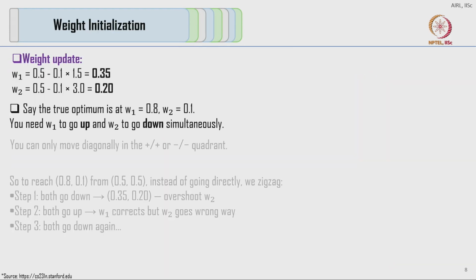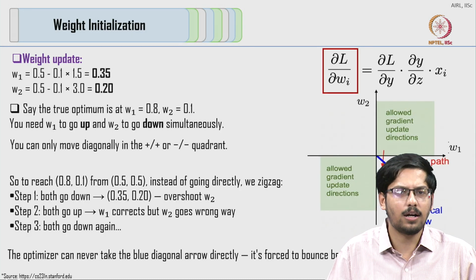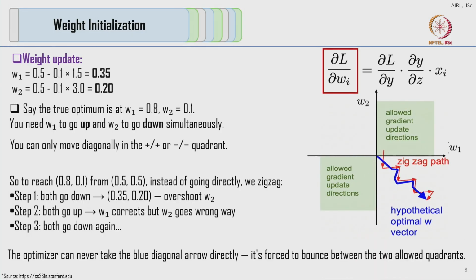Now since we have the weight updates, let's look at an interesting phenomenon that could occur while training a particular single layer neuron. The weights update from 0.5, 0.5, and after the weight update we get 0.35 and 0.2.